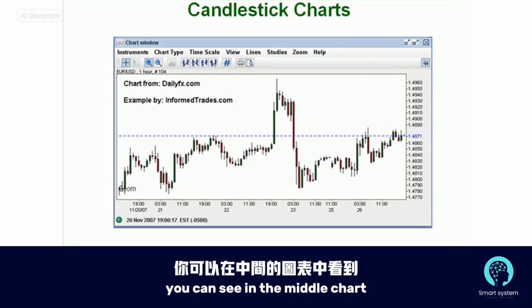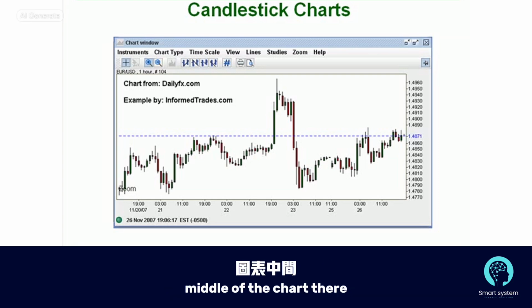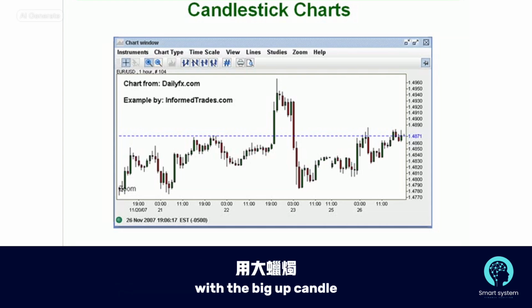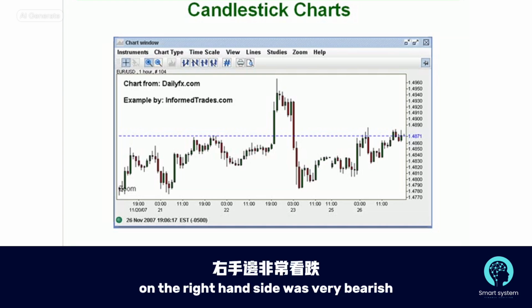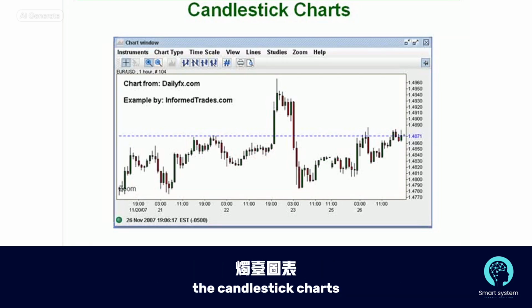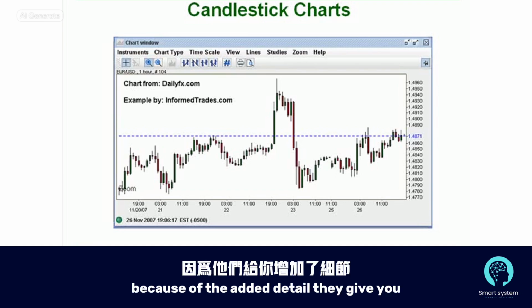You can see in the middle of the chart there the added detail that this gives you as a trader. With the big up candle on the hourly chart there, you can see that was very bullish, and the big down candle on the right hand side was very bearish. So it just gives you a little more data there to look at, and pretty much we're going to stick to the candlestick charts throughout these lessons because of the added detail they give you.